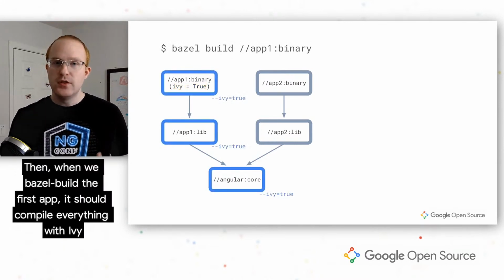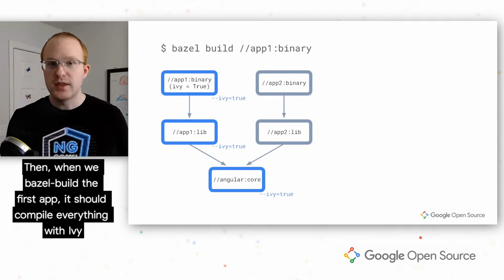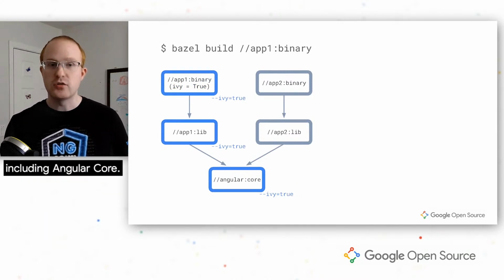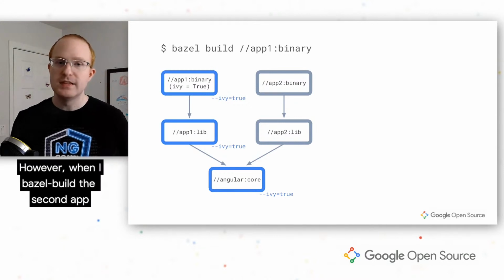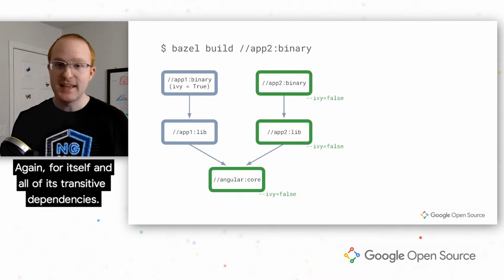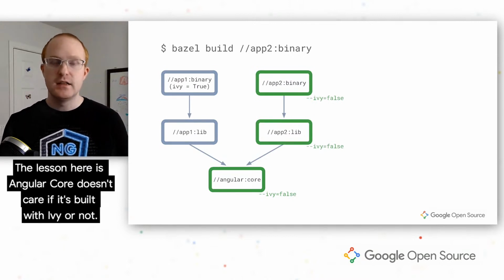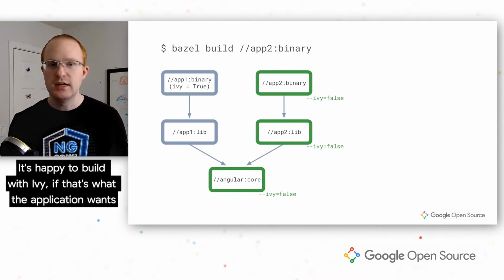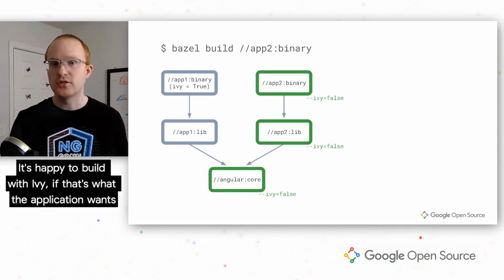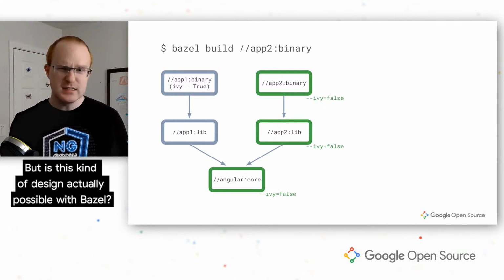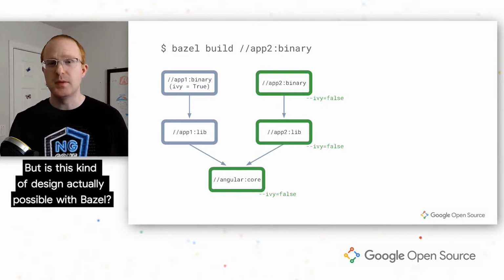Then, when we Bazel build the first app, it should compile everything with ivy for itself and all of its transitive dependencies, including Angular core. However, when I Bazel build the second app, that should compile everything without ivy, again for itself and all of its transitive dependencies. The lesson here is really that Angular core doesn't care whether it's built with ivy or not. It's happy to build with ivy if that's what the application wants, and it's happy not to build with ivy if the application doesn't. But is this kind of design actually possible with Bazel?